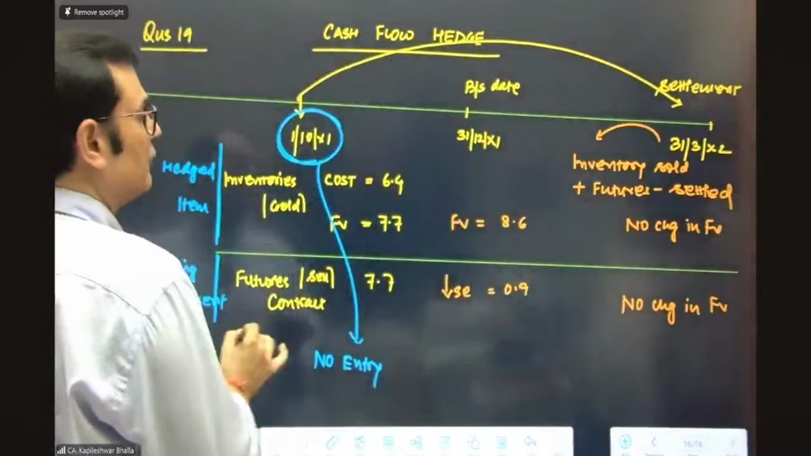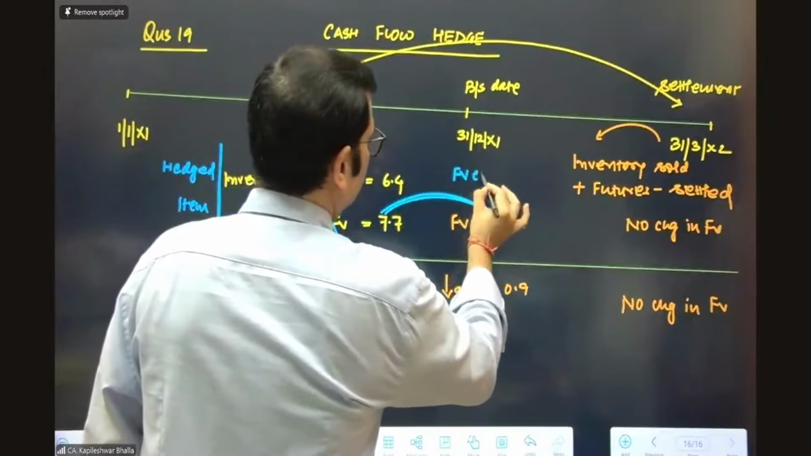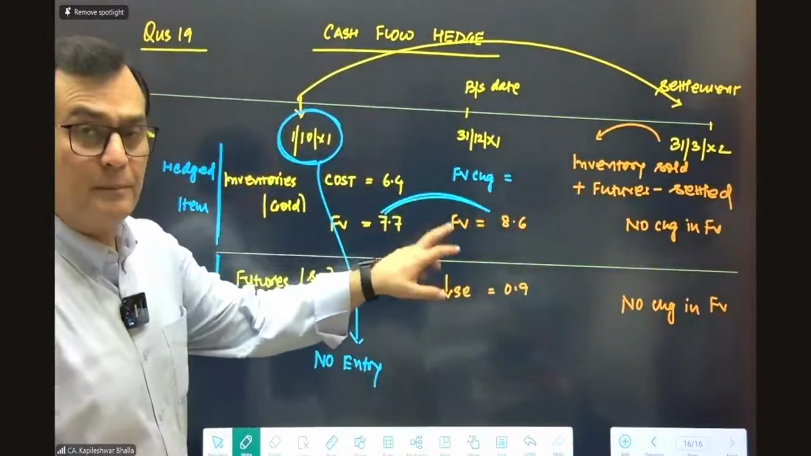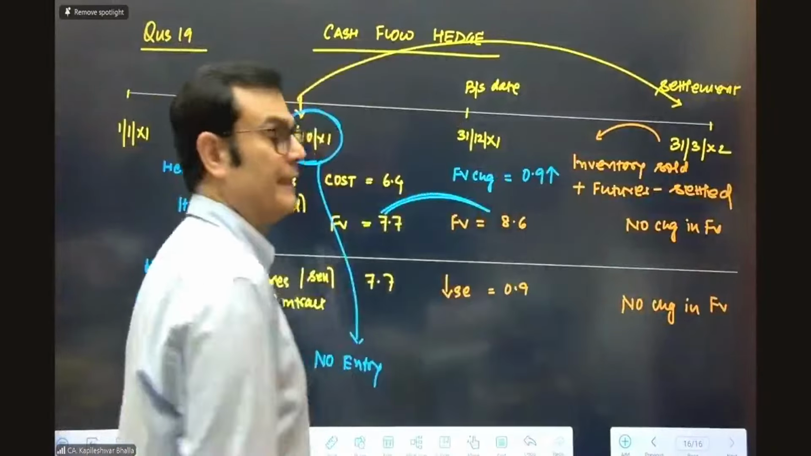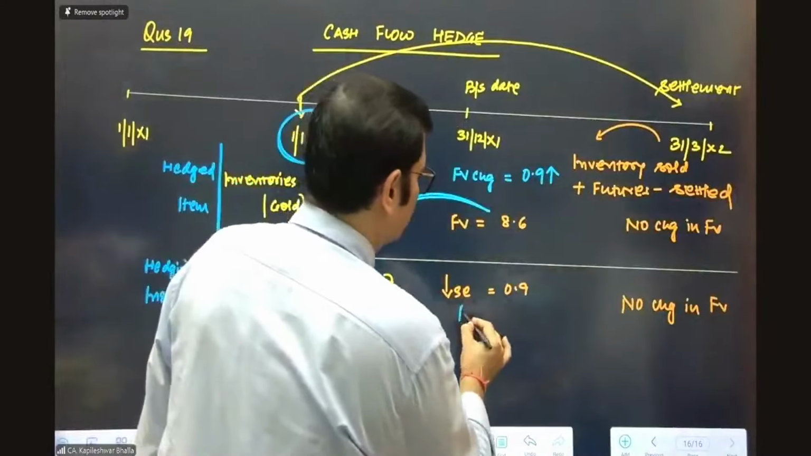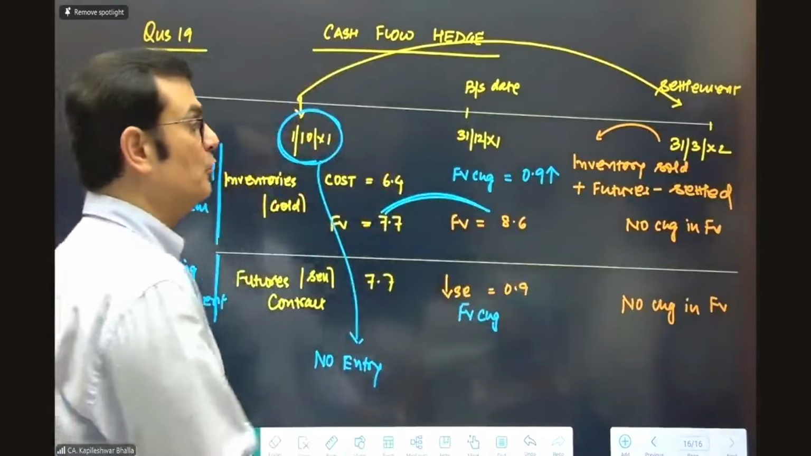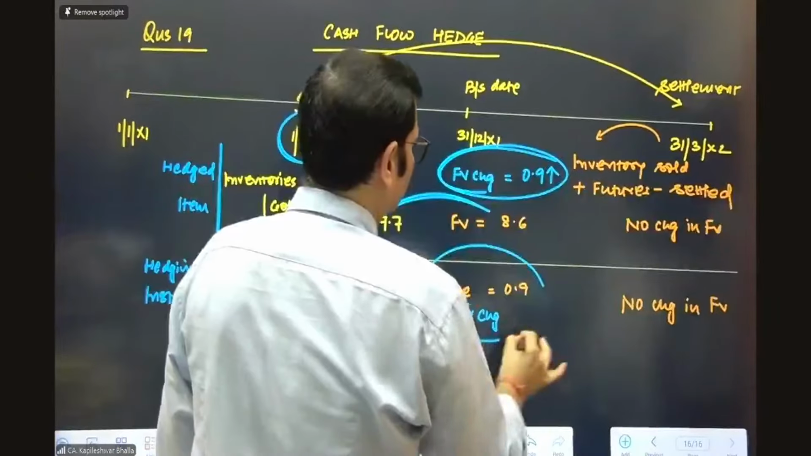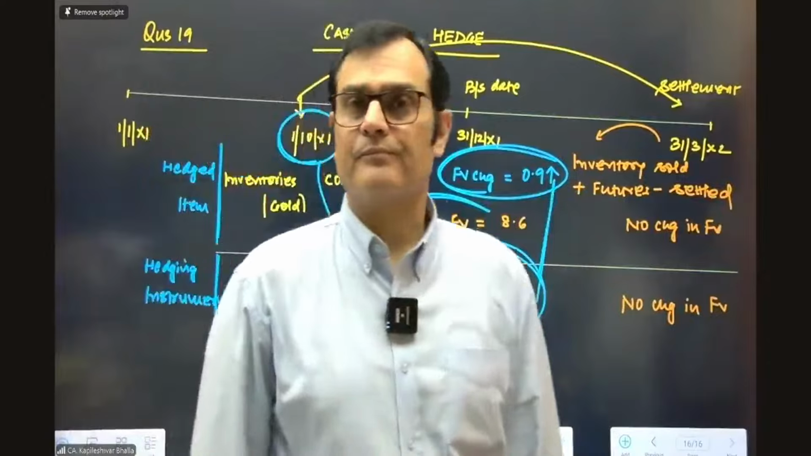So if I look at the fair value change in this particular case, from 7.7 it became 8.6. So there is an increase to the extent of 0.9. And if you notice, the fair value change for the hedging instrument is also 0.9. So you compare the fair value change of the item with the fair value change of the hedging instrument, and it is equal. So what do you say?